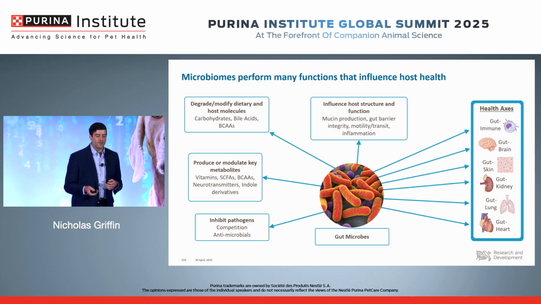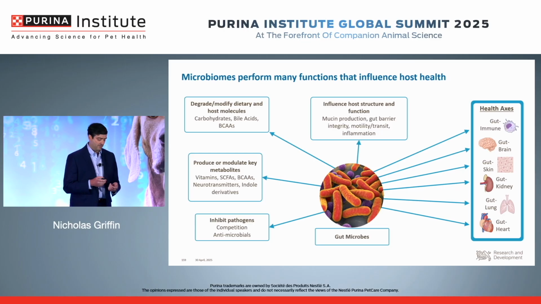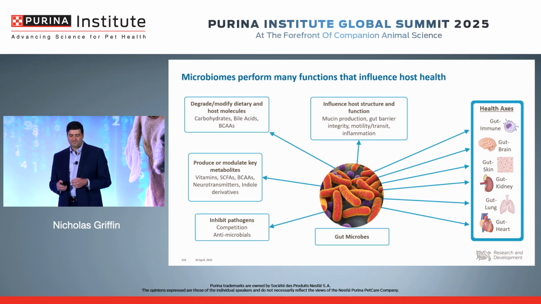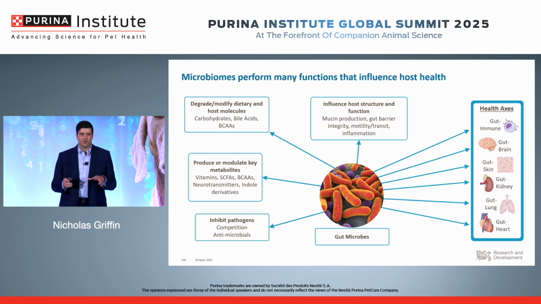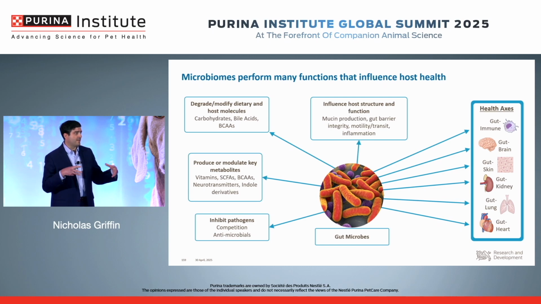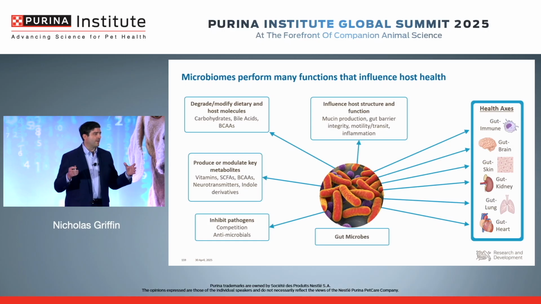They can also influence host structure and function directly, so through stimulating mucin production in the gut and directly influencing the integrity of that gut barrier or influencing inflammation profiles. Because they have so many functions and they produce so many things that are important to the host, they dramatically influence health, both within the gut itself, but also through circulating. Some of those metabolites go circulating, they affect host signaling, they have effects across physiological systems, across the entire animal.